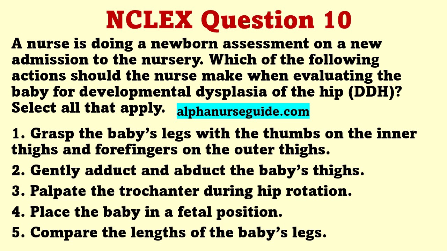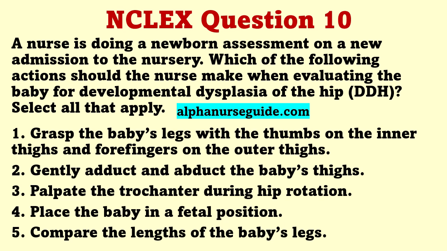With the baby placed flat on its back, the practitioner grasps the baby's thighs using his or her thumbs and index fingers. When assessing for Ortolani sign, the baby's thighs are abducted. When performing the Barlow test, the baby's thighs are adducted. With the baby's hips and knees at 90-degree angles, the hips are abducted. With developmental dysplasia of the hip, the trochanter dislocates from the acetabulum. The nurse would feel the dislocation while palpating the trochanter.